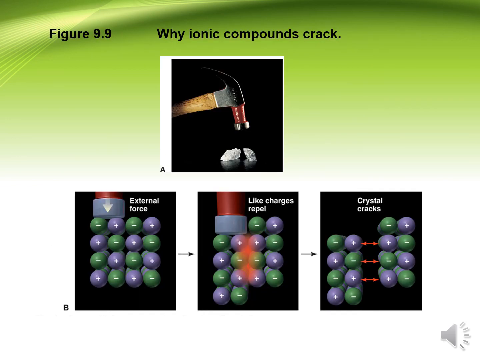Ionic compounds are hard, rigid but brittle. Why do ionic compounds crack? This is because when there is an external force, the like charges will repel each other, and that's why the ionic compound can crack.